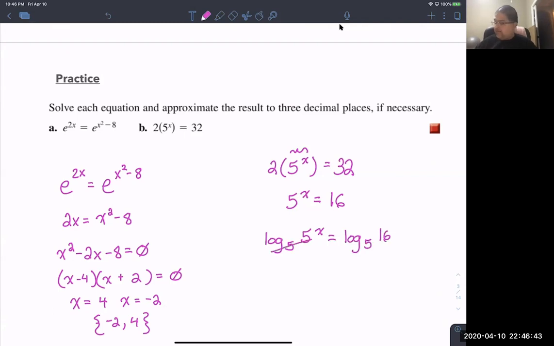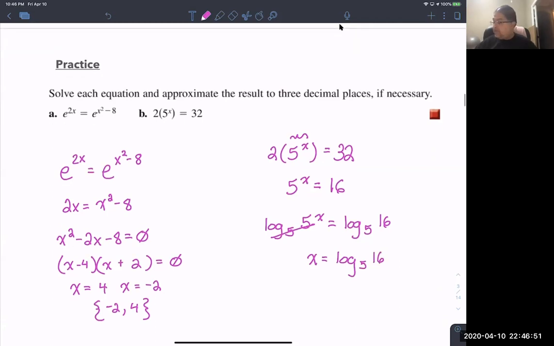Now log base 5 of 5 to the x is just x, so x equals log base 5 of 16. And you have to understand, this is a number, okay? If you plug this into your calculator, you will get some sort of decimal value, okay? So this is some irrational number, but it is a number, and that will be your solution.